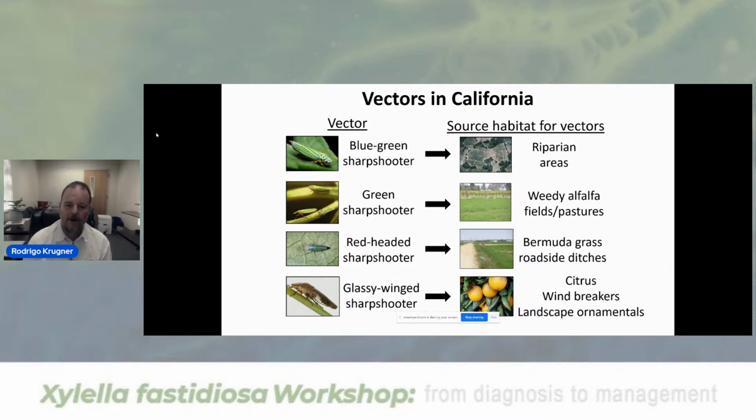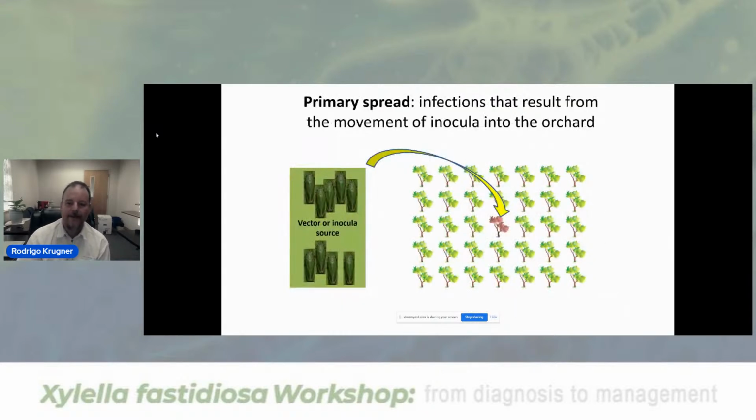So they do quite well in backyards, ornamental plants, and so on. Pierce disease in California. So we do have two modes of spread. One is primary spread. We have the vectors moving into the vineyard, usually early in the spring. And if they're carrying the bacteria, they're going to drop it into the orchard.